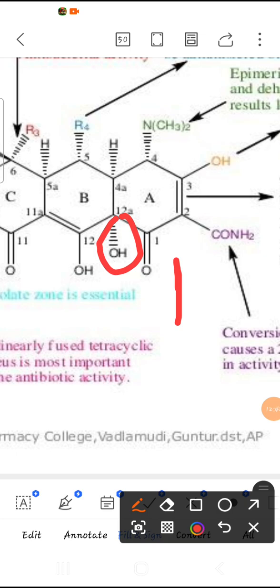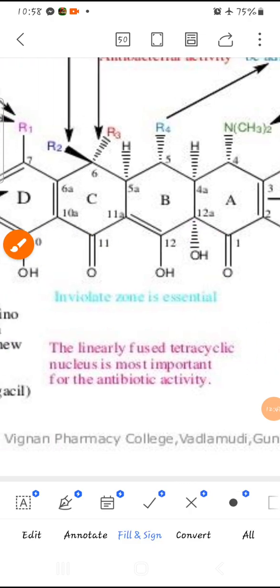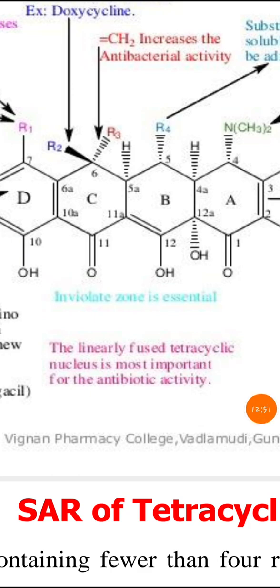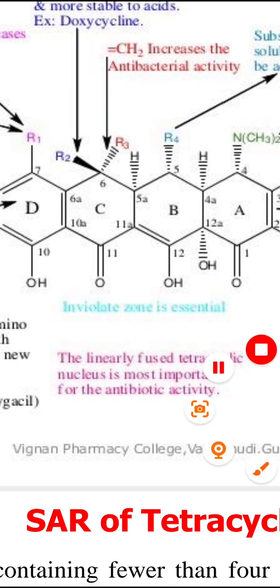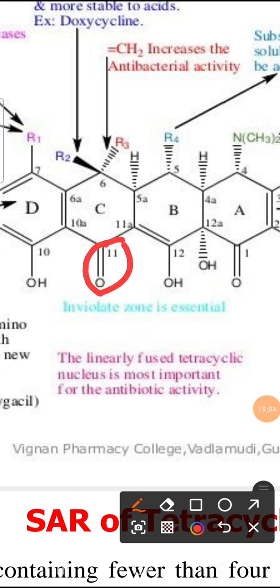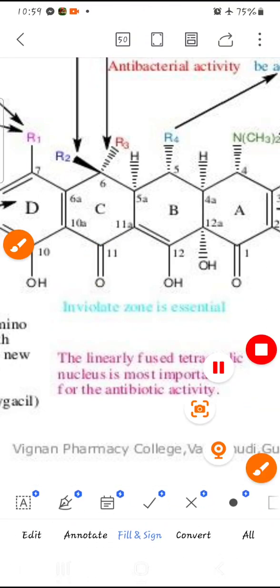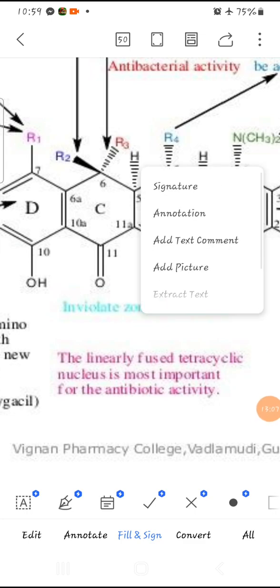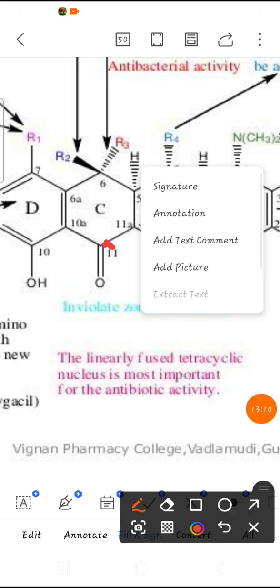Alkylation at the C11 position. This is the C11 position. Therefore, alkylation at the C11 position also leads to inactive compounds. Conversion of that double bond oxygen into alkyl leads to inactive compounds.